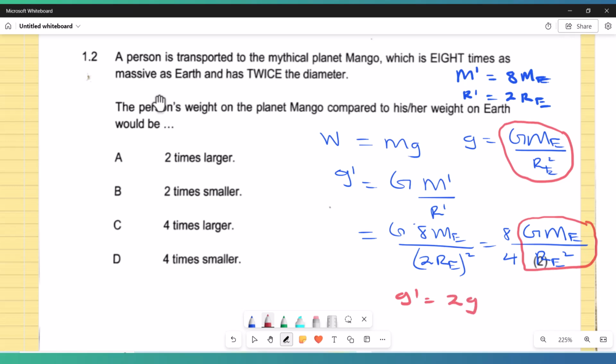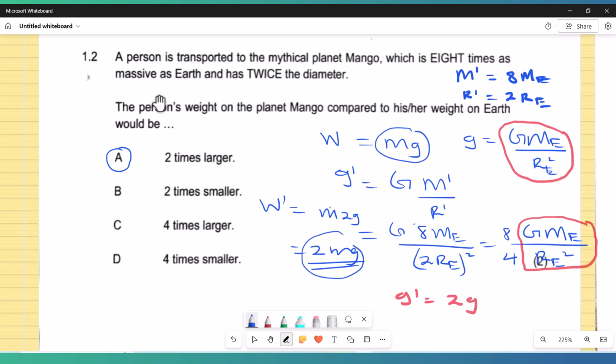So therefore, the weight on planet Mango for that man is going to be the mass of the man, which is constant, times this 2g, so it's going to be 2mg. Being 2mg means our answer is going to be 2 times larger, because the first time it was just mg on Earth, now it is 2mg, so it is 2 times larger than the other one.